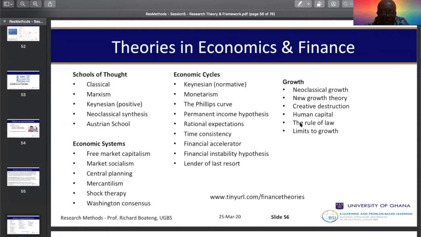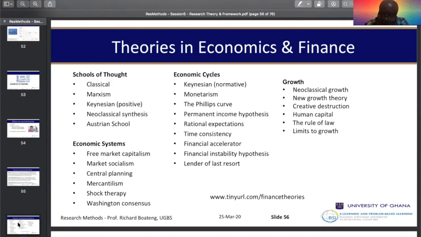Now, let me explain something here. This is an economic system, capitalism. So you cannot say that you are using capitalism as a theory to study your home, to study how money is used in a person's home or in the home of Ghanaians. But if you are studying an economic system, you can do that, because this economic system acts at the level of the economy, not at the level of an individual. So know the level at which you are applying the theory.